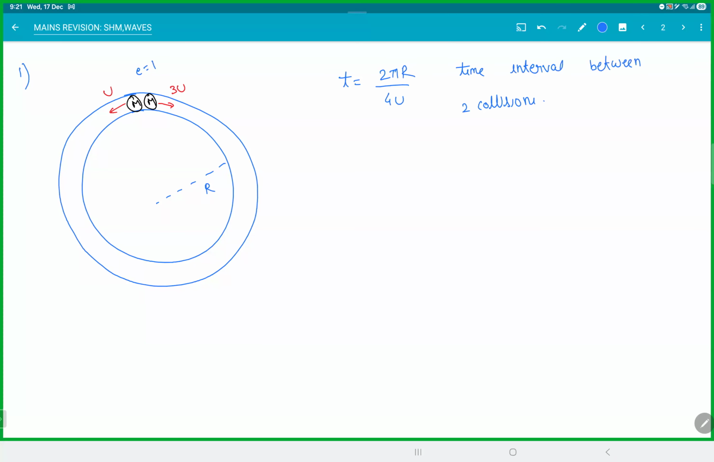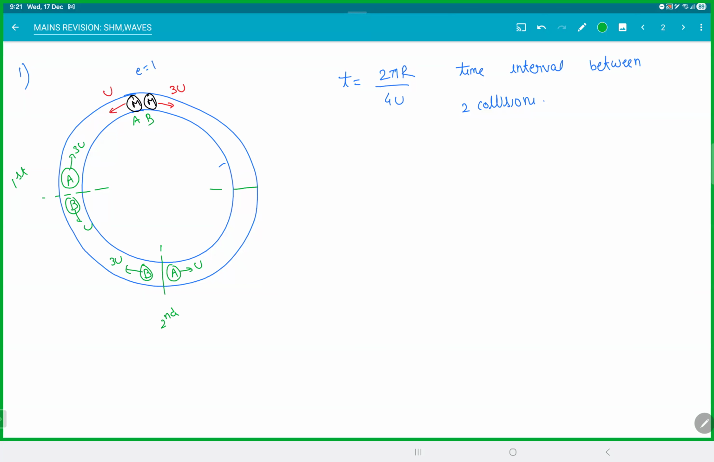Now for simplicity, I'll call them A and B. Since it is going with u and 3u, the first collision will happen here. A will be here and B will be here. Now A will go with 3u and B will go with u. Second collision will happen here. A will be here. After collision, it will go with u and B will go with 3u.